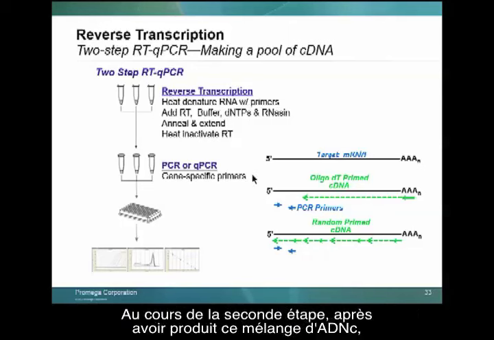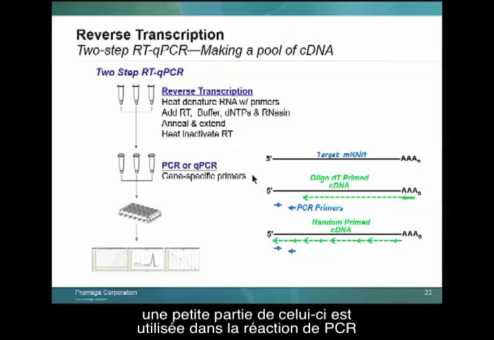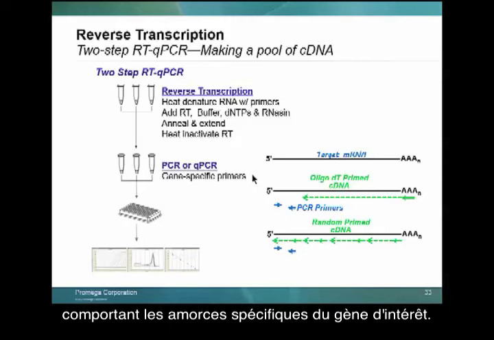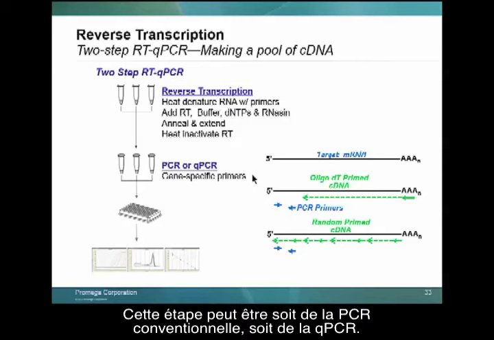In the second step, after you've made this pool of cDNA, you take a small portion of it and you use it in PCR as normal with your gene-specific primers. And this can be performed either as PCR or qPCR.